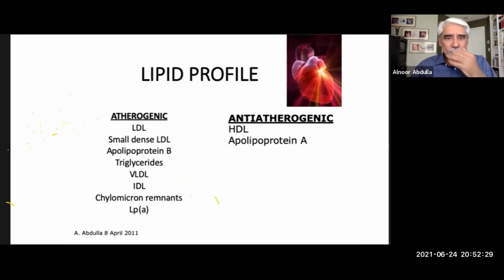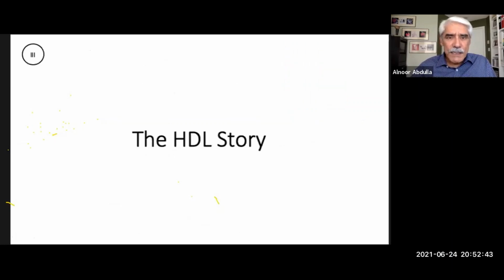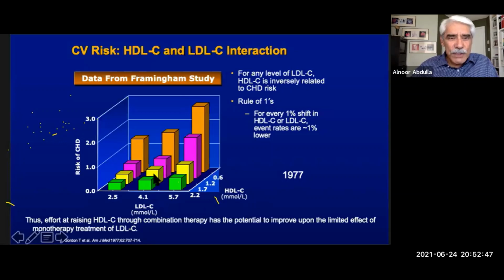Okay, so let's just look at this slide I made 10 years ago in 2011. I had all these atherogenic particles, and I had HDL-ApoA written as anti-atherogenic. So let's look at the HDL story quickly, and we go back to the 1977 era, where a paper was presented by Gordon, Castelli, and Cannel, the three fathers who started the Framingham study, and who taught us everything we know about cardiac risk factors. They were very concerned and very vocal about this HDL-LDL interaction, and they published that in 1977.